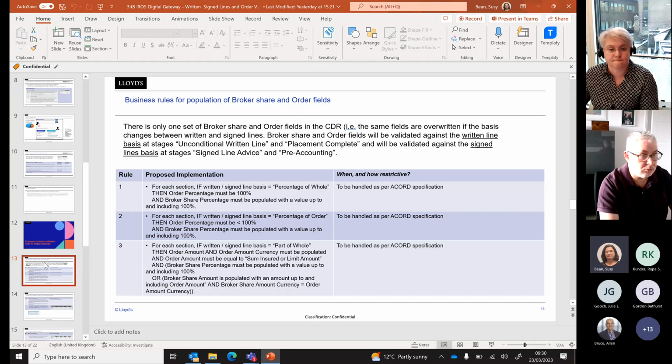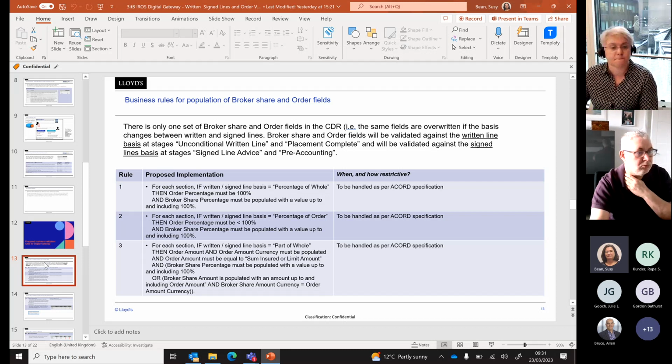So that set of fields for broker share and order basically has to be overwritten if something changes between written line basis and sign line basis. So when we're doing our validation, we will validate the broker share and order fields against the written line basis at the first stages of the journey, during the unconditional written line and placement complete stages, and we'll validate those fields against the sign line basis at the stages sign line advice and pre-accounting.